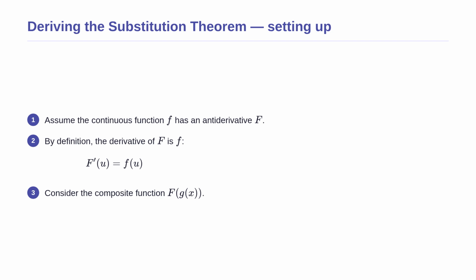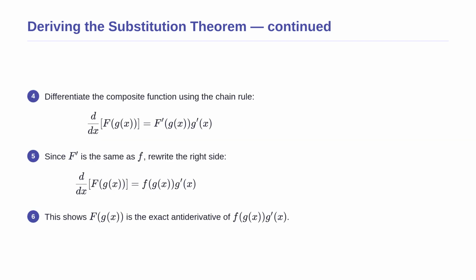Next, we will look at the composite function capital F of g of x, which means plugging our inner function g of x inside capital F. We continue our proof by finding the derivative of this composite function with respect to x. According to the chain rule, we take the derivative of the outside function, capital F prime, evaluated at the inner function, and multiply it by the derivative of the inside function, g prime of x.